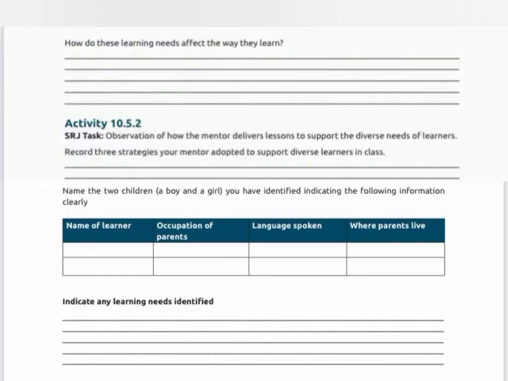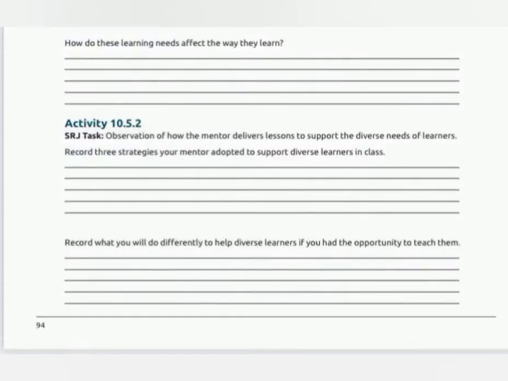Then, how do these learning needs affect the way they learn? So these needs you have identified, how do they affect the two students that we are working on? Some of the things you can write about is that lack of textbooks does not allow the student to participate in home assignments that are given to them from the books. You know, sometimes the teacher will say open to page 45 and do the assignments there. Because the students do not have textbooks, they do not participate.